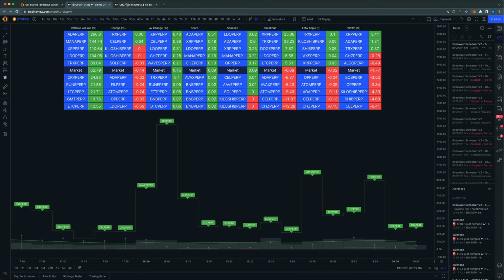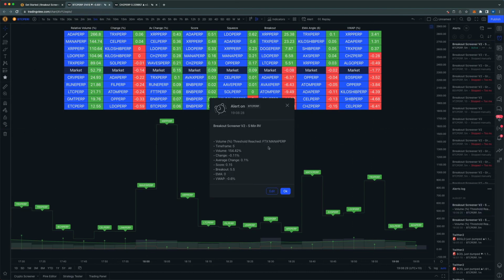Okay, let's see, how long have we got to go? Yeah, 1:30. I'm sure we're going to get another one. There we go, Mana. 5-minute chart, 154% relative volume. We're down 0.11. Average change is 0.1, so we've actually just exceeded our average change. And breakout score is actually still positive, but it'll be on its way down as well. EMA is completely flat, and we are negative on the VWAP.